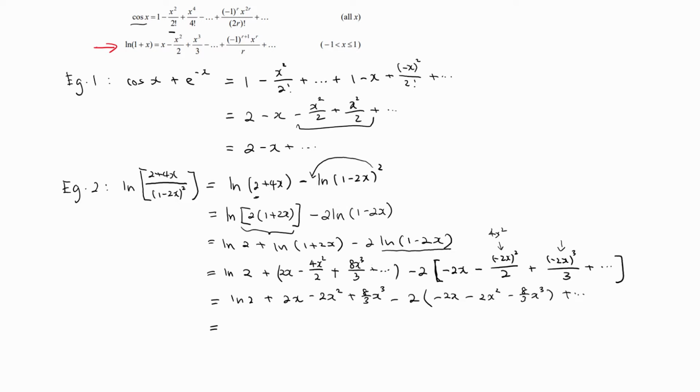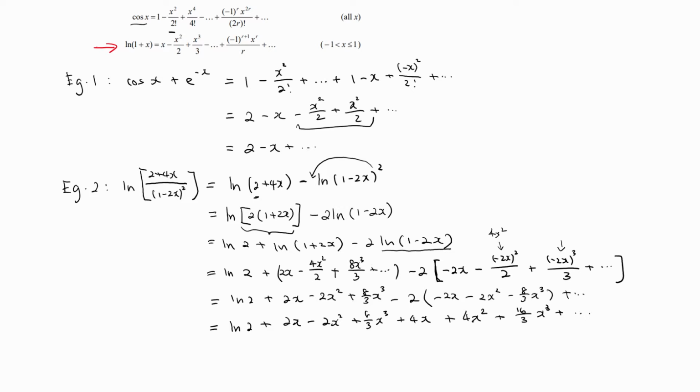Next up, we are going to simplify this more. So we have 2x minus 2x squared plus 8 over 3 x cubed. And then minus minus becomes plus 4x. Minus minus becomes plus again, and then we have 4x squared. Minus minus becomes plus again, 8 plus 8, that is 16 over 3 x cubed, plus dot dot dot. Now we are ready to move on to step 2.